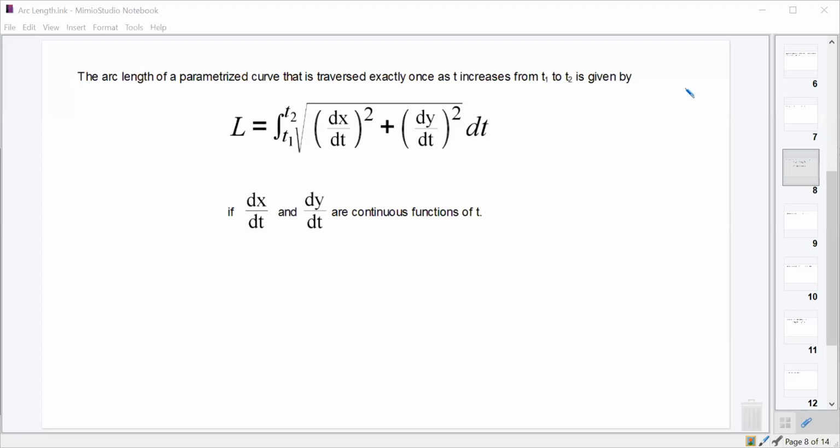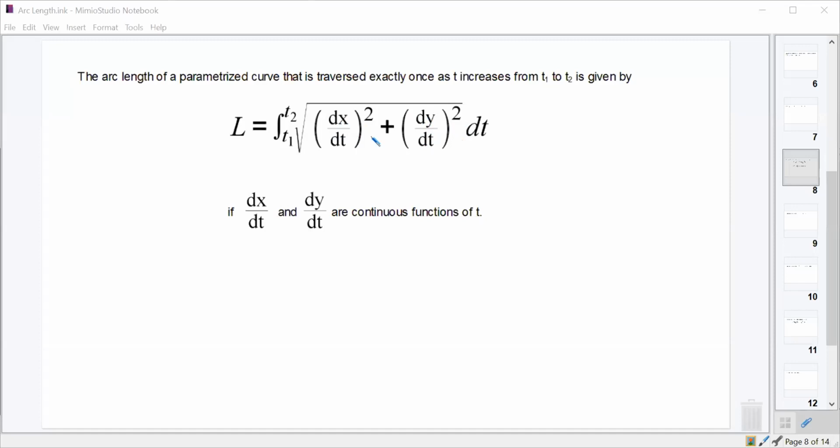I'm just going to give you this formula set. You probably note that it's very similar to how we found the arc length using a regular rectangular function. This is just a small change in the x component squared plus the small change in the y component squared, added together and square rooted. And then we just integrate each of those little tiny pieces.